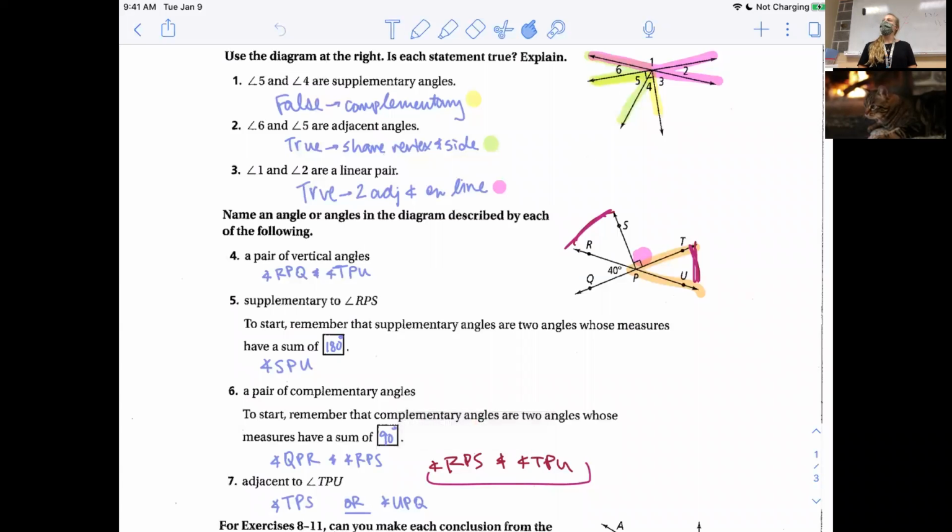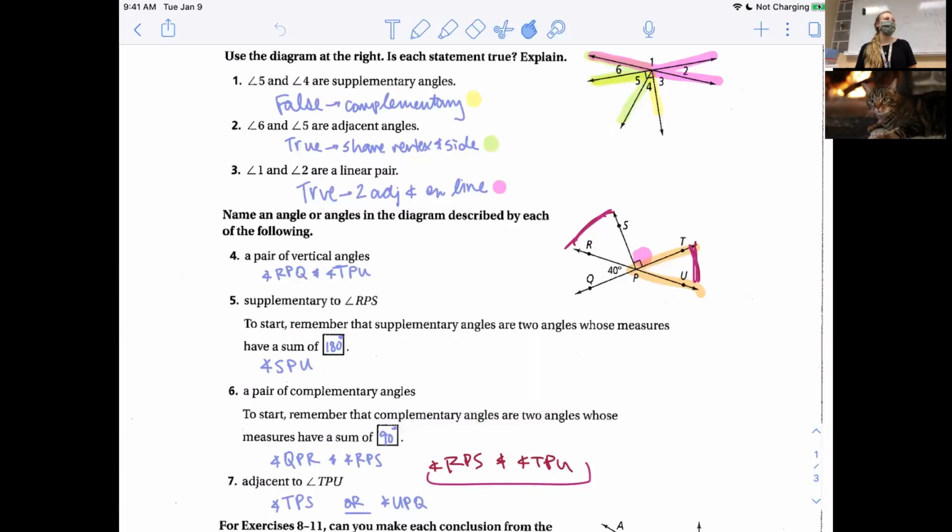All right. So 1 through 3, anything you want me to talk about? Did you highlight on the diagram? So like that first diagram, I used the yellow highlighter to tell me that 5 and 4 were not supplementary angles; they're actually complementary.